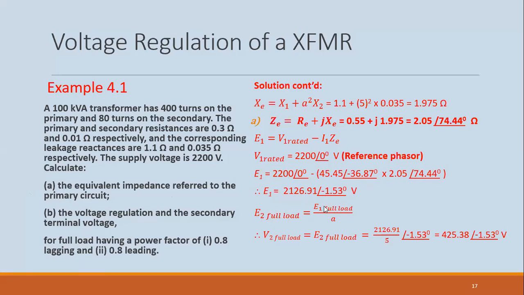So E2 at full load would be E1 at full load divided by A. That works out to be 2126.9 divided by 5, which is 425.38 at angle minus 1.53 degrees. All right, so E2 at full load is 425.38.